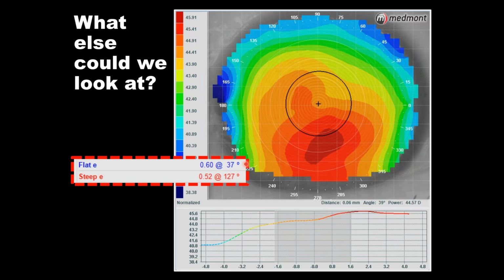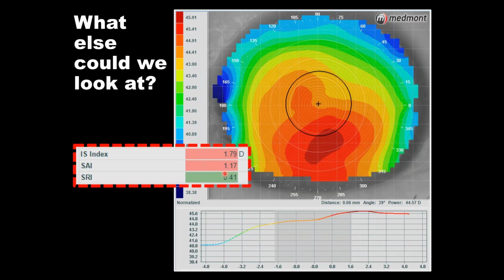And that's because the early topographers really took a relatively small area of sampling. So they may have captured 4 millimeters from center at the most, whereas a Medmont is getting around 10 millimeters. So normal eccentricity for a Medmont is about 0.65, 0.67, while normal for a large cone topographer that measures a small area is about 0.55. Now, what else could we look at?